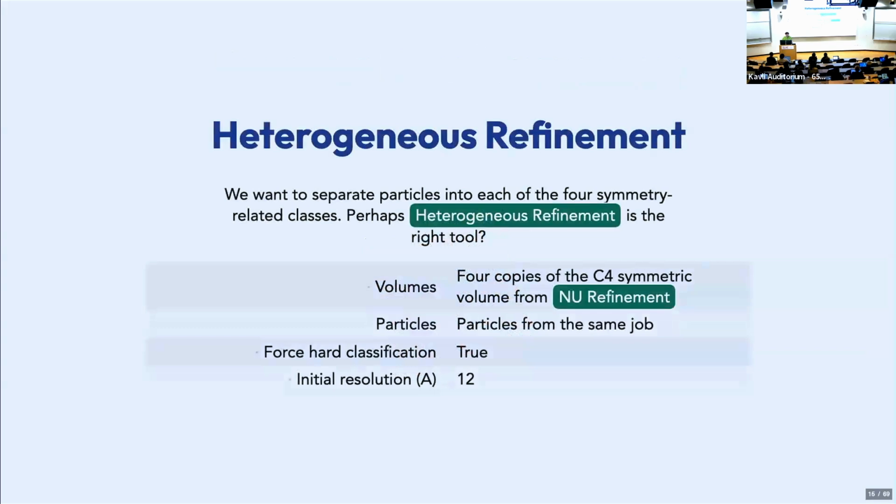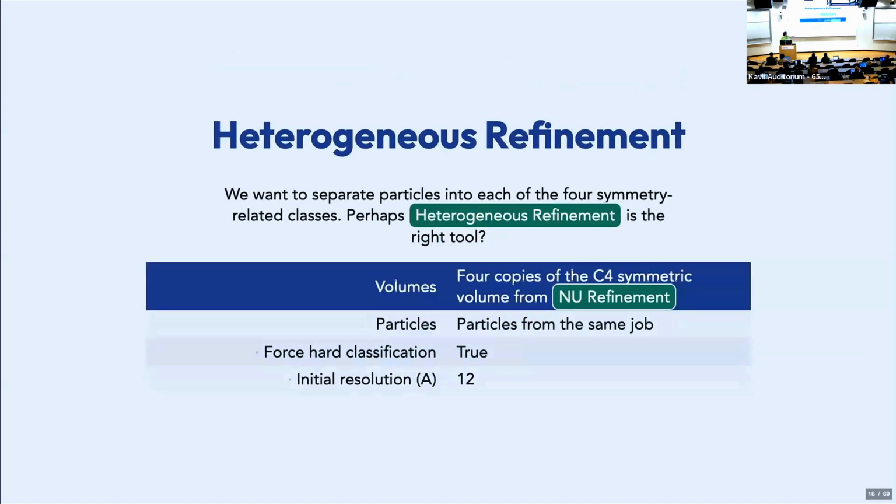One of the techniques we talked about is heterogeneous refinement. And the reason we might pick heterogeneous refinement in this case is that we know that the particles' poses are okay, but this calmodulin might have pulled some of their poses out of order. So we want to refine those poses a little bit, and we want to split them into classes. All right. So for the inputs, I'm going to give four copies of the symmetric volume from non-uniform refinement. And remember that if you give identical volumes, CryoSPARC will force particles to randomly associate, or else they would all just go to one of them, right? CryoSPARC in the early iterations will force identical volumes to share particles. So we'll give four copies.